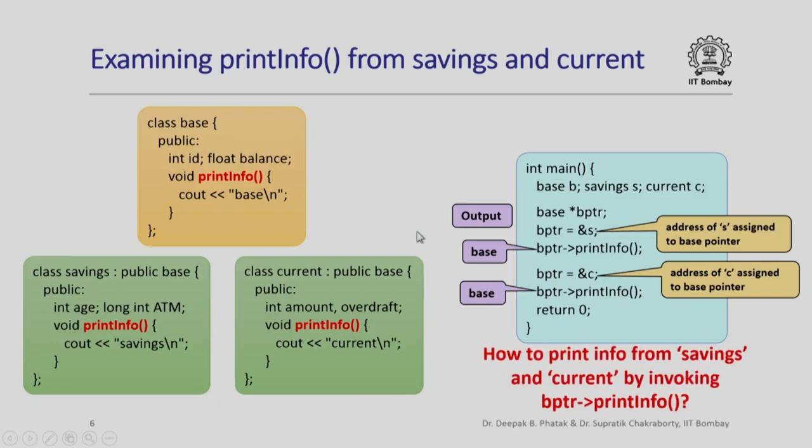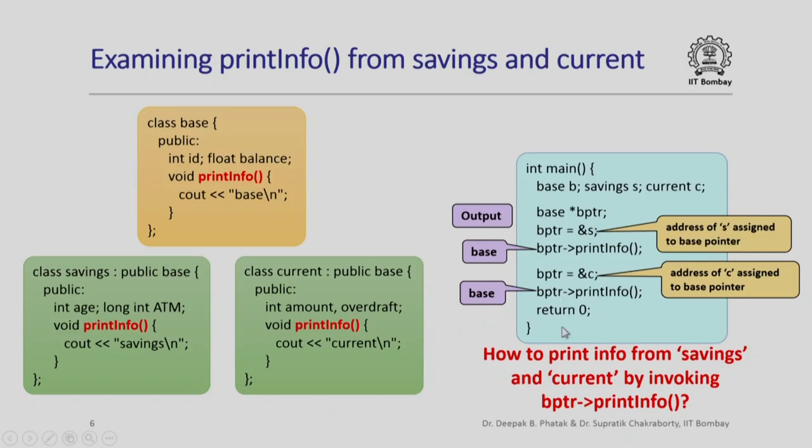Now the question is, here when I said BPTR is assigned the address of S, I probably wanted BPTR to behave like S. So, when I invoked BPTR arrow printinfo, I probably wanted this to behave like the printinfo method of the savings class. This assignment basically has the intent that I want BPTR to behave like S, and so this printinfo presumably has the intent that we wanted printinfo from the savings class to be printed, but of course that is not going to happen in the C++ program.